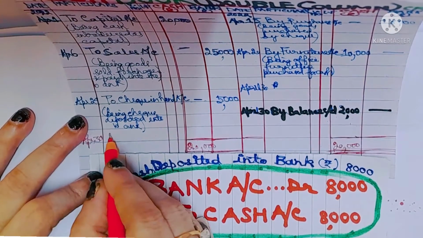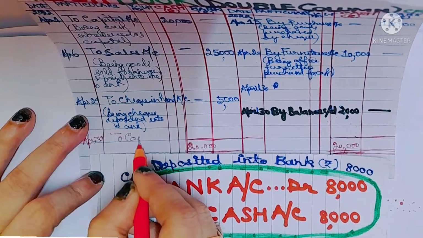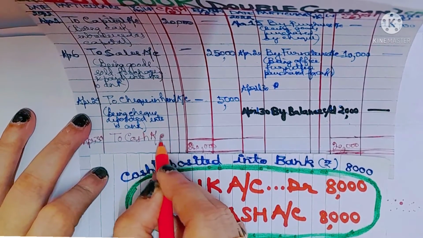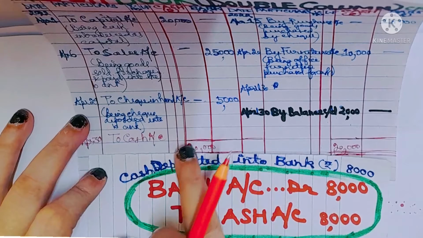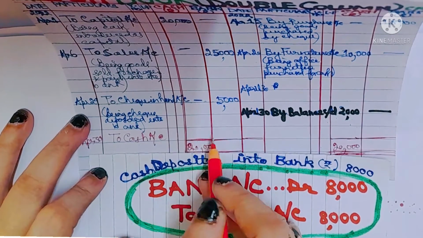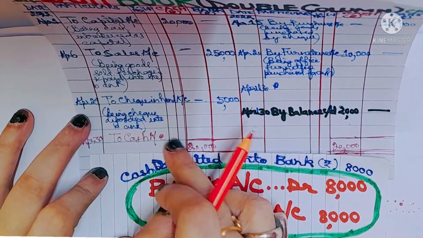So to cash account, this is a contra entry, to cash account, how much? 8,000. So where are you going to record? You're going to record in the bank column, because when you write cash account, you cannot write in the cash column.